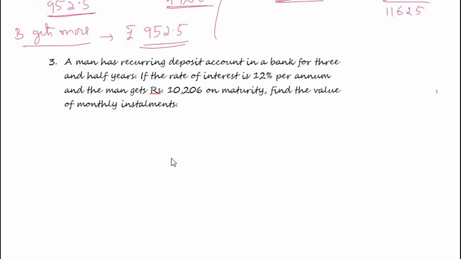So here you need to find out P. Let us list down what is given here. Deposit account in a bank for 3.5 years. So N equal to 3.5 years means what? 36 plus months, that is for 3 years, half means 6, so it is 42. Then maturity amount is given, interest rate is given, R equal to 12%. Then maturity amount is 10,206 rupees.